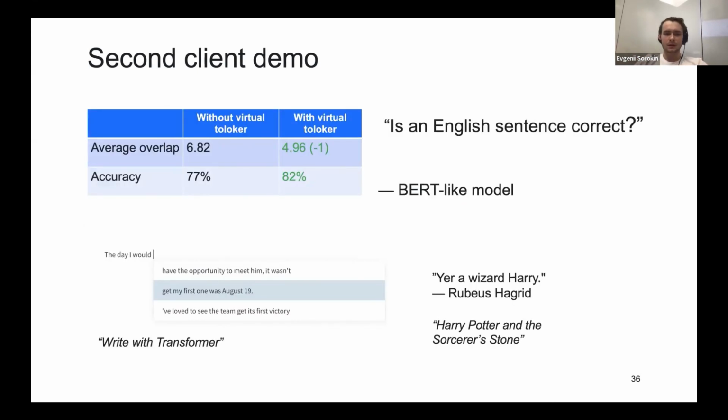For the second client demo, the question was: is that particular English sentence correct or not? There were many sentences either taken from a book by a human, or generated by a language model like a transformer. And we had to answer, humans and virtual labeler, whether or not it is generated or real. The inclusion improved accuracy by 5%.